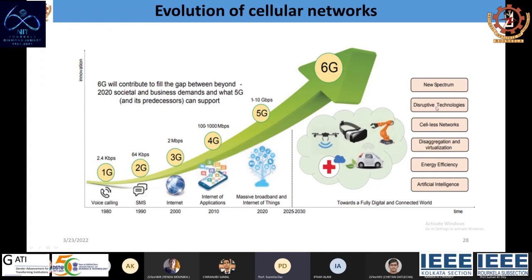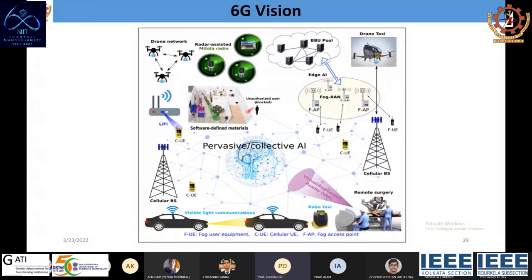So new spectrum, disruptive technology, cell-less or cell-free networks, then disaggregation and virtualization of network functions, then energy efficiency and pervasive AI. This pervasive or collective AI will be at the core of 6G, and it is to act as the most important enabling technology for 6G. Deep learning, the most powerful AI technique at present, is based on deep neural networks, which rely on training in a centralized fashion.